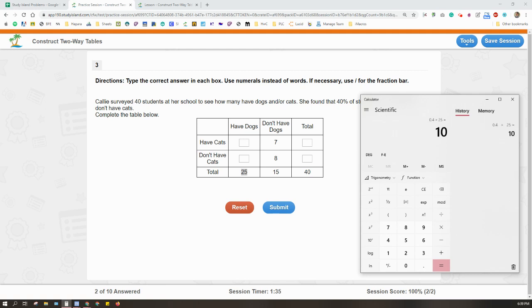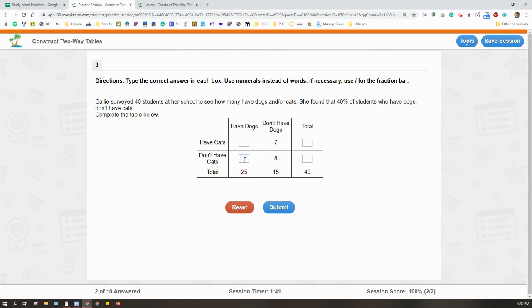So all I have to do now is go to the section of the table that says have dogs, don't have cats, and put that number 10. Now, if there are 25 total students that have dogs, and 10 of those 25 don't have cats, well, then 15 must have cats and dogs. Remember, this column has to add up to 25. There has to be 25 people that have dogs.